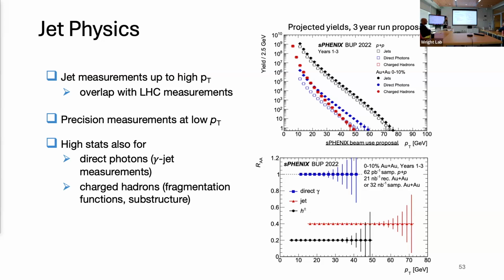We also expect to have large statistics for photons. I mentioned that we had the photon trigger in the last run. Charged hadrons as well. This requires the tracking system, so maybe not as much as is shown here as what we have for the PD data. But we have a good amount of that as well for things like fragmentation functions and substructure.